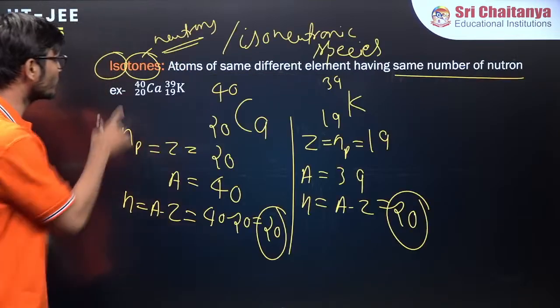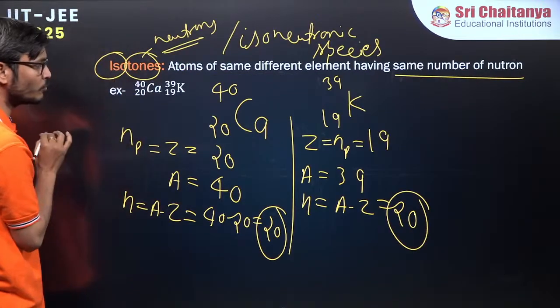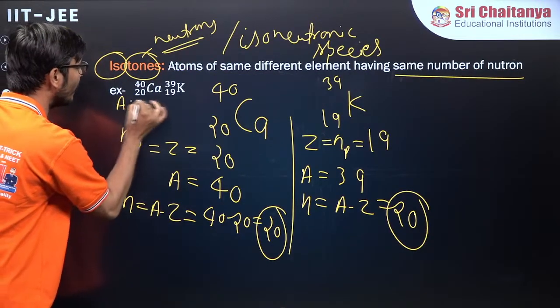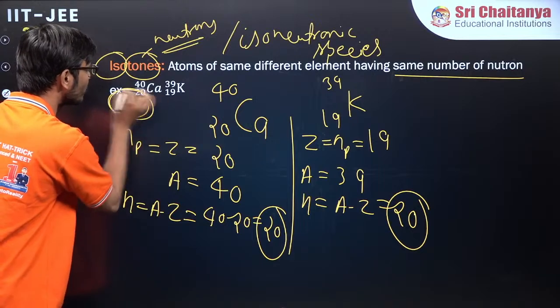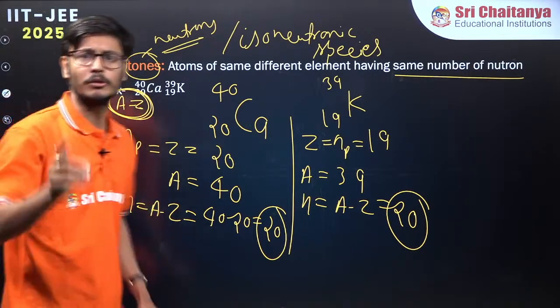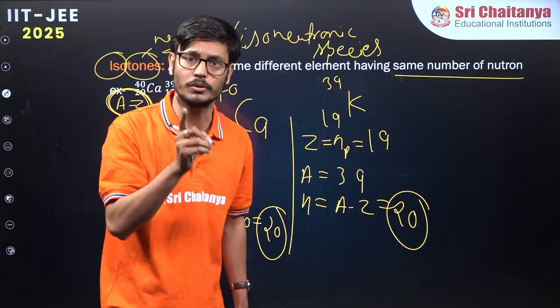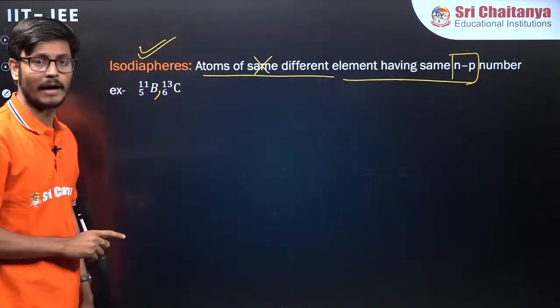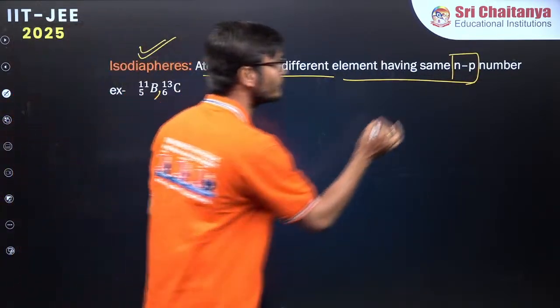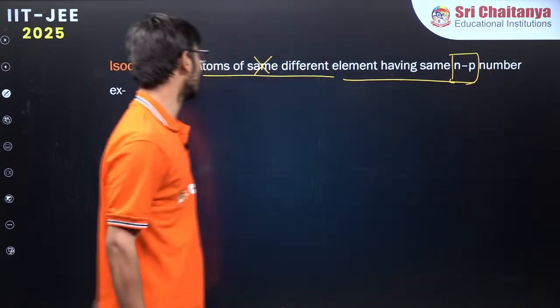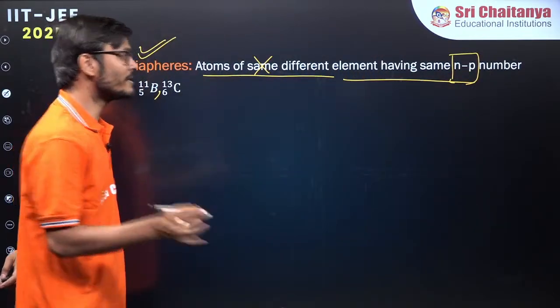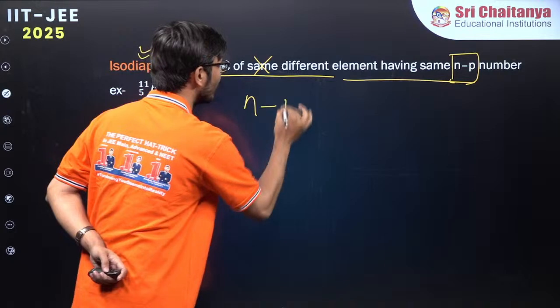In the case of isotone, what value should be same? A minus Z. In case of isotones, A minus Z value should be same. Now what should be same in case of isodiaphers? In case of isodiaphers, n minus p number should be same. Very, very interesting. Now what is n minus p?